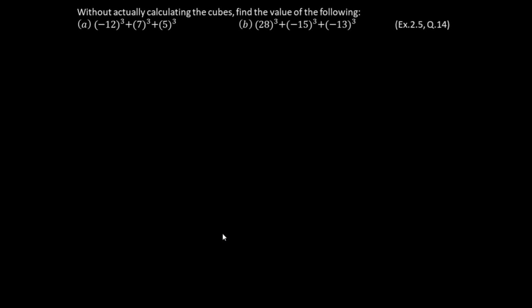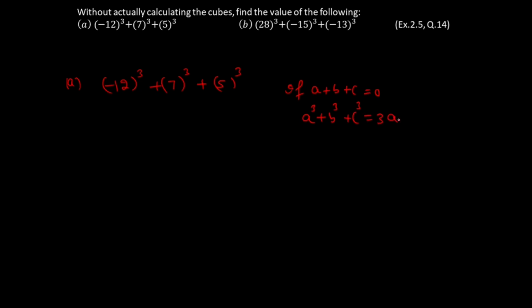Let me come to the next question, that is, without actually calculating the cubes, find the value of the following. The very first one is a part, that is minus 12 whole cube plus 7 whole cube plus 5 whole cube. We know one identity, and what is that identity? If we prove that a plus b plus c equal to 0, then a cube plus b cube plus c cube can be written in this form.